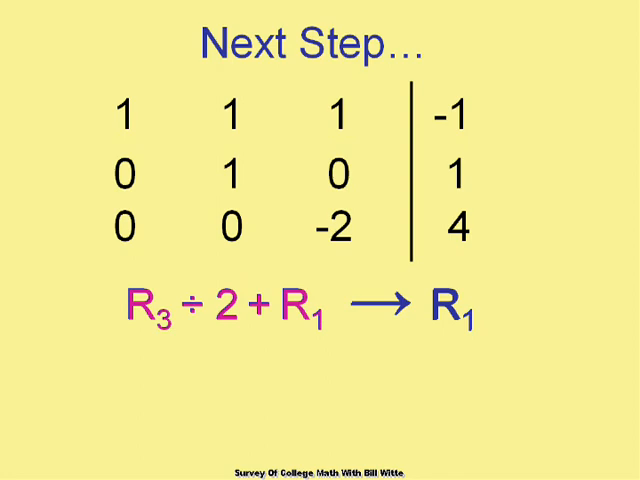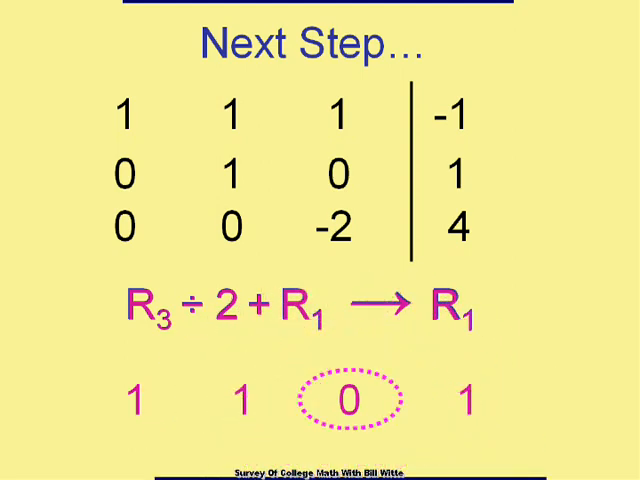Do it again. Take row 3, divide it by 2. Of course, the zeros won't be a factor. They'll end up being 0. I'm going to take that negative 2, divide it by 2, and it'll become a negative 1. Add it to row 1's positive 1, and that'll create a 0 for me. See how sweet that'll look? That's why I need a 0 in that top right of the coefficient matrix. And I'll replace row 1 with that, and that'll create that home run of a 0 right there.